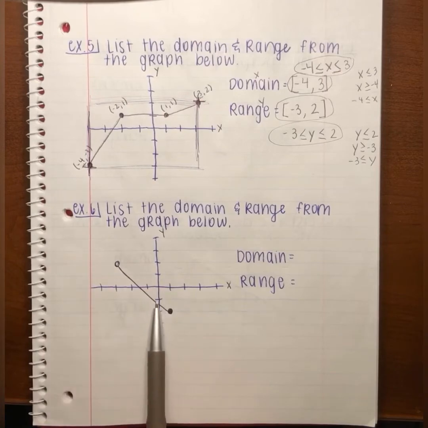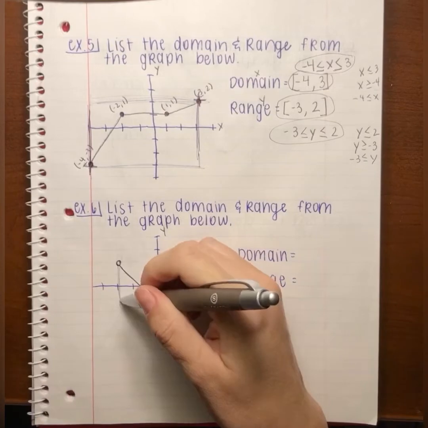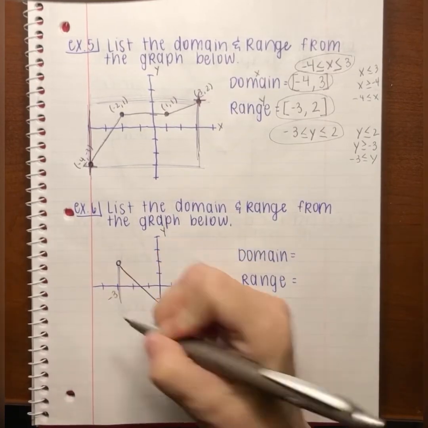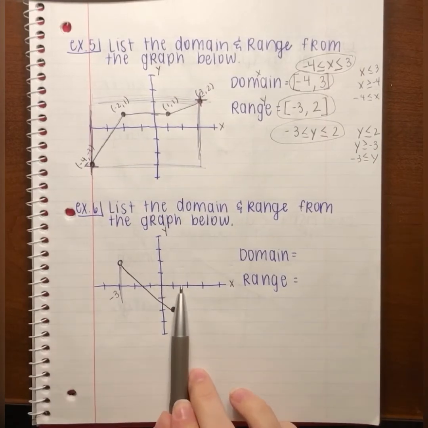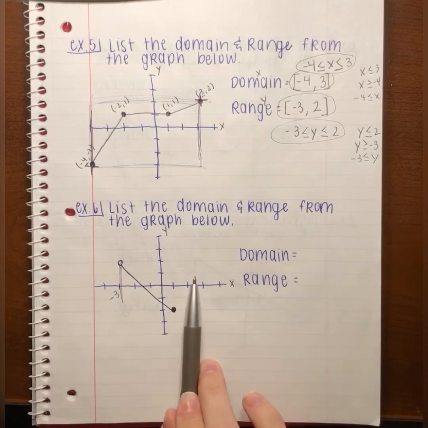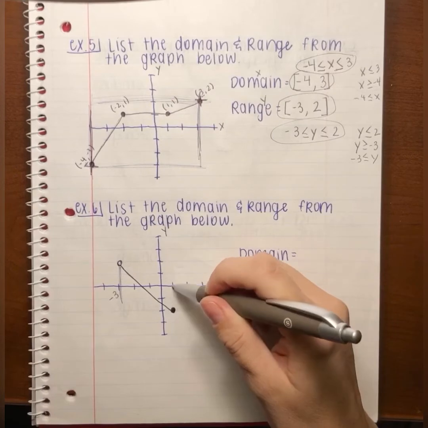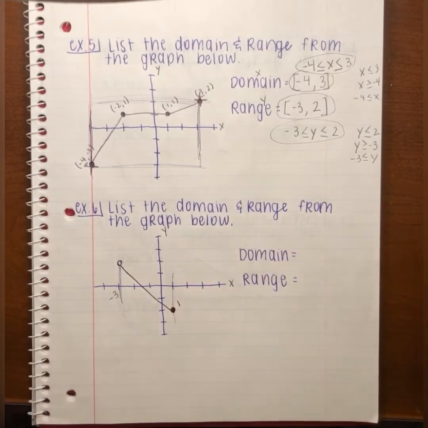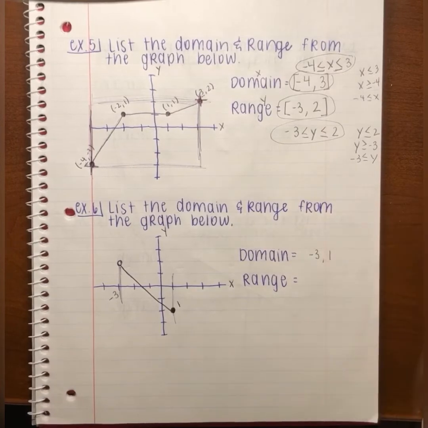So my function, the furthest to the left I have a point would be right here, okay? And this is at -3 on my x-axis. And then the furthest to the right that I'm going to have a point, so the largest x value that I'm going to have on my graph or on my function is over here, which is at 1. Okay, so my domain runs from -3 to 1.